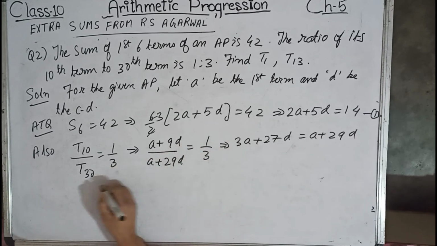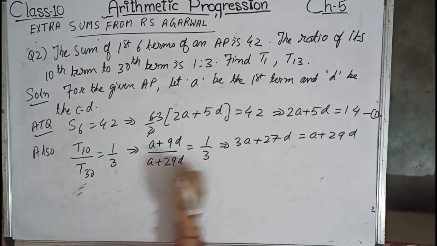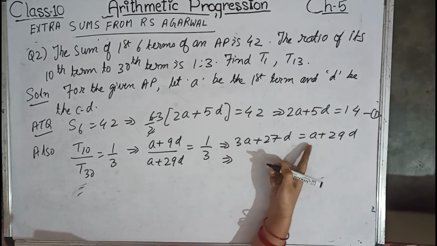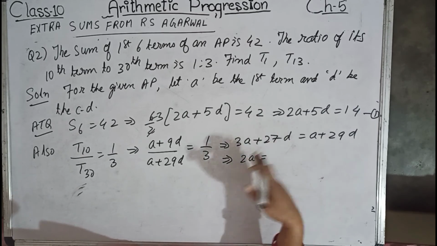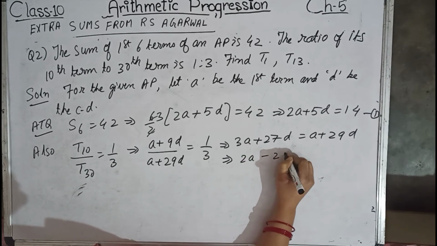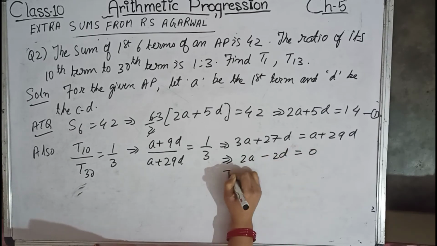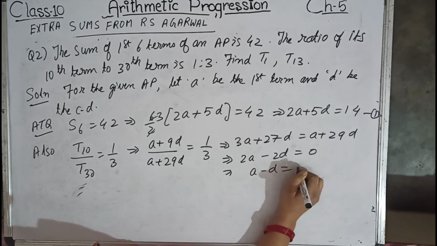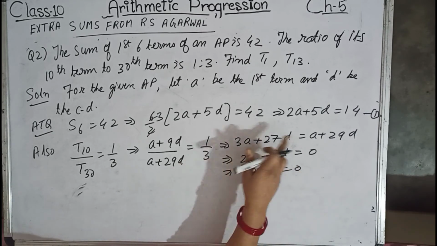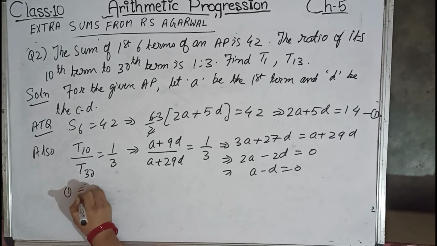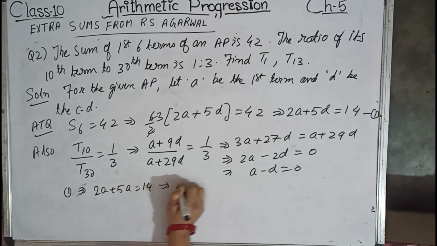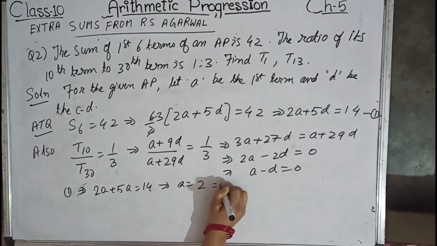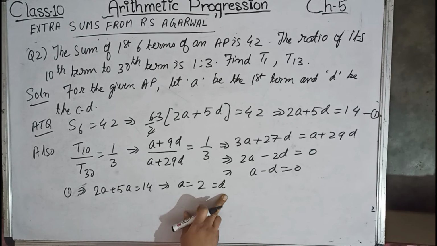Now here I am solving this. This implies 3a minus a is 2a, and over here 29 minus 27, bring it to this side, minus 2d equals 0. This implies a minus d equals 0, or a equals d. So from equation 1, 2a plus 5a equals 14. This implies a equals 2 equals d. So both a and d value is 2.